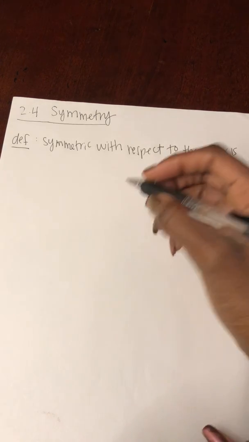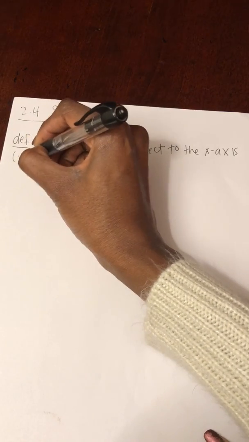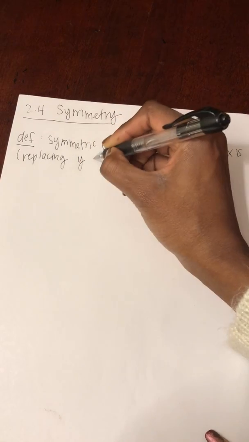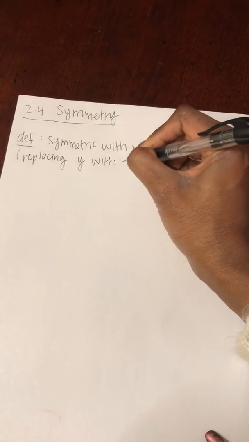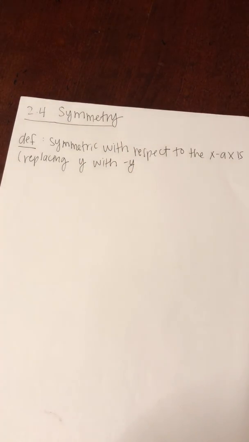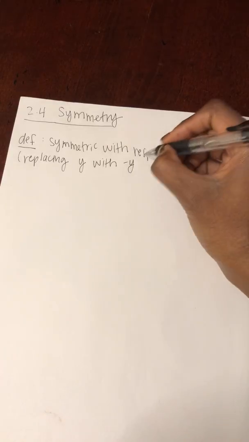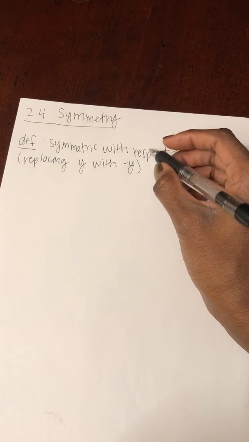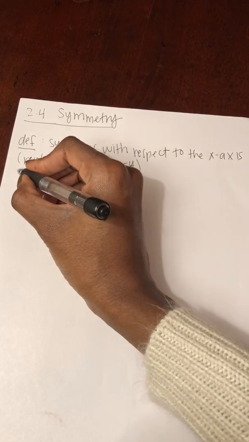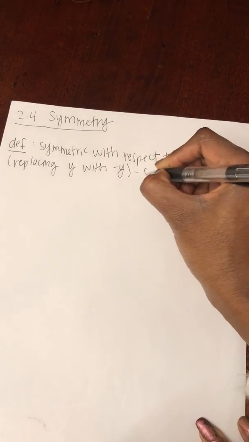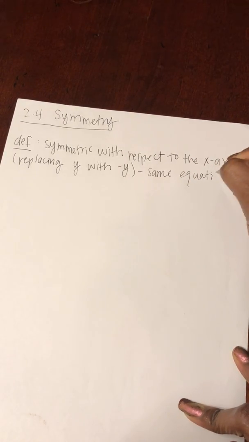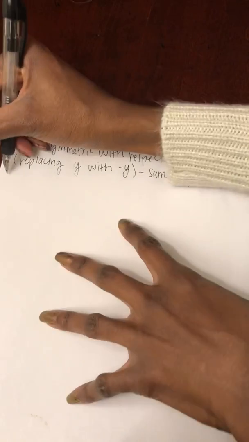So we do this by replacing your y with a negative y, okay? And basically it should produce an equivalent equation, and we'll look at an example soon. So you should get the same equation when you do that, okay? So that's the first one.